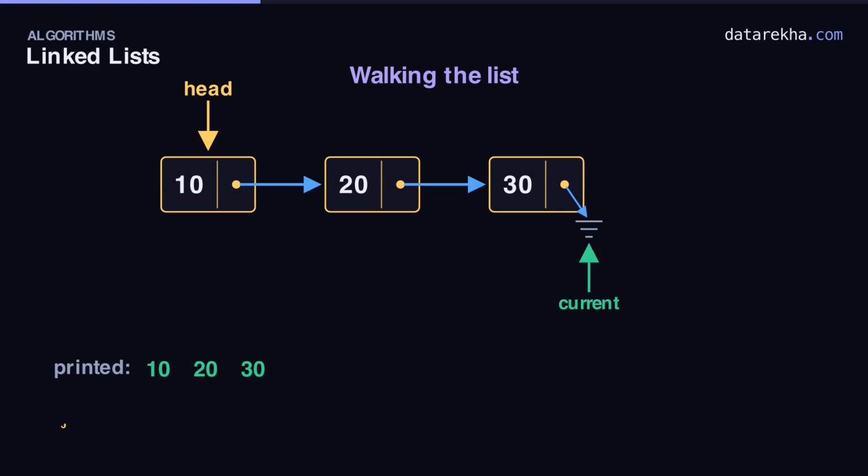Follow the last arrow and current lands on null. That's the stop signal. The walk is over. To reach the kth node, we took k hops. So in the worst case, reading a linked list is order n. Linear, not instant. Compare that to an array, where element k sits at the start address plus k times the element size. One calculation, and you're there. That's the array's superpower. Constant time indexing. A linked list simply can't do it.